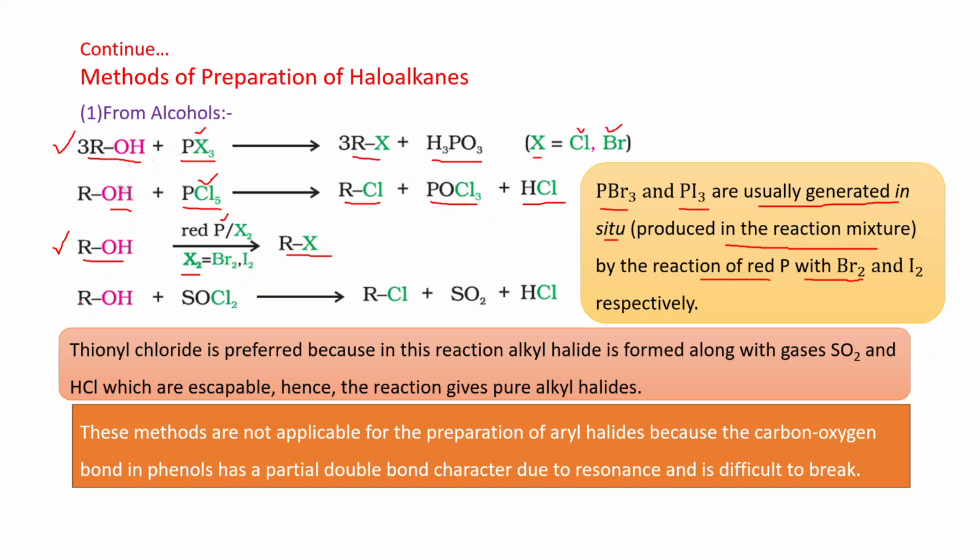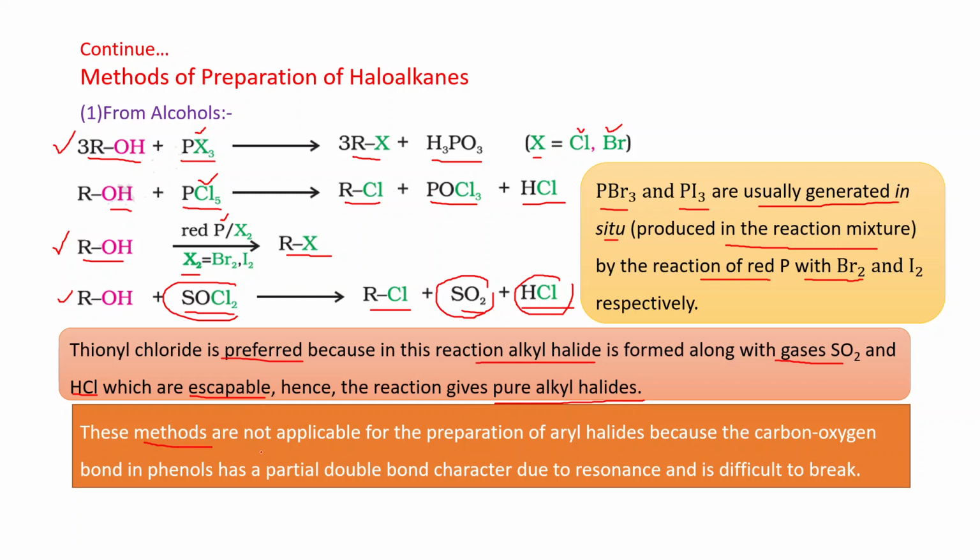Then this alcohol also reacts with thionyl chloride to produce RCl, SO2 and HCl. Actually, the reaction with thionyl chloride is preferred. Why? Because in this reaction, alkyl halide is formed along with SO2 and HCl, which are gaseous. That's why they escape from the reaction mixture and we will get pure alkyl halides.